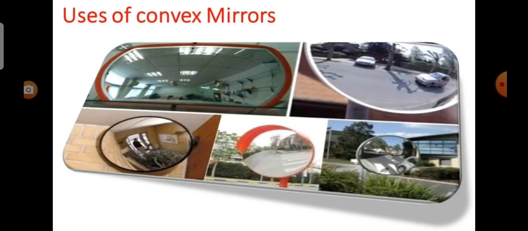Now we see the uses of the mirrors. Convex mirrors are installed on public roads as traffic safety devices. They are used at acute bends of narrow roads, such as hairpin bends in mountain passes, where direct view of oncoming vehicles is restricted. They are also used to cover blind spots in shops.